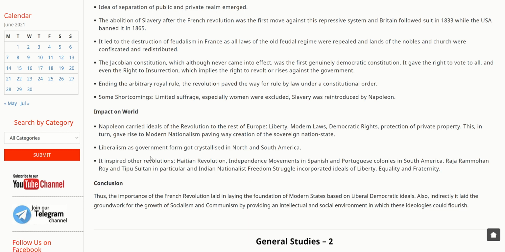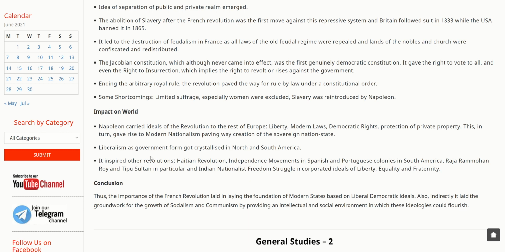Ending the arbitrary rule, the revolution paved the way for rule by law under a constitutional order. Some shortcomings were limited suffrage, especially women were excluded. Slavery was reintroduced by Napoleon.